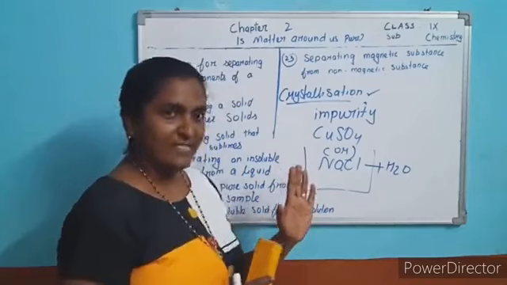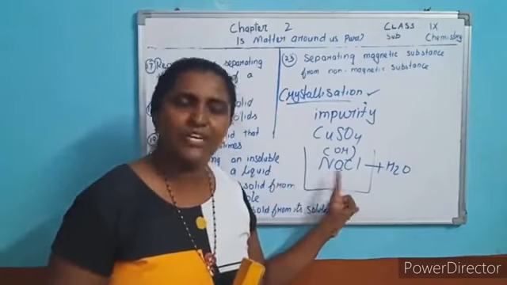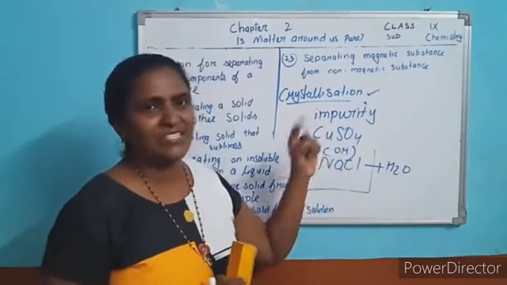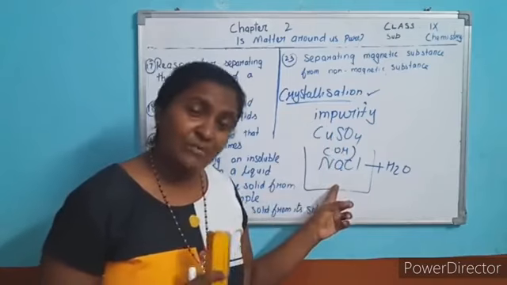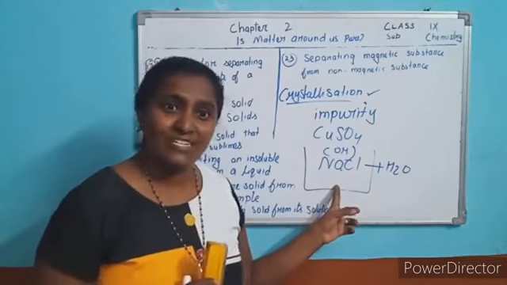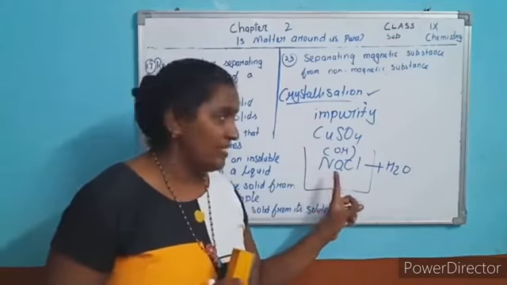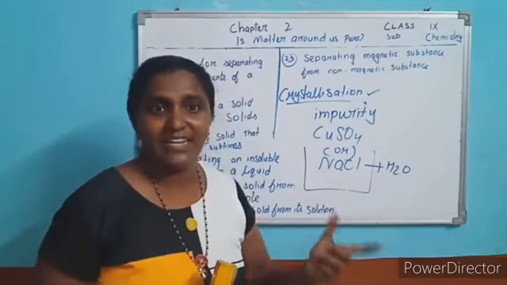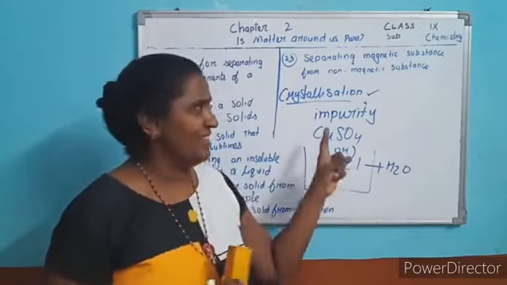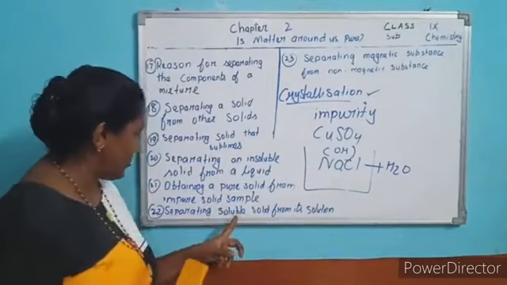Understood? This is the way we can separate pure NaCl from the impure NaCl. What is the method? Crystallization. On which principle? Based on the solubility principle. NaCl will dissolve in water, whereas impurities do not dissolve in water. Based on solubility, this process is followed. Understood? Let us move to the next question.